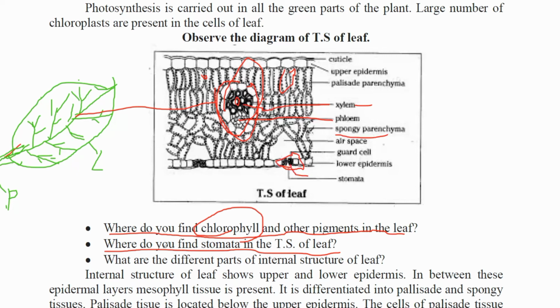Stomata we can see. So what are the different parts of the internal structure of the leaf? Already I said: upper epidermis, lower epidermis, vascular bundle, palisade parenchyma, spongy parenchyma, cuticle, guard cells, stomata, air spaces, xylem and phloem. These are the parts in the transverse section of the leaf.